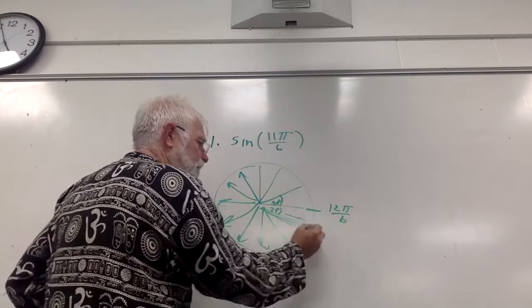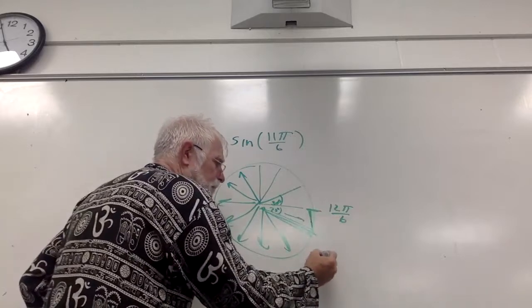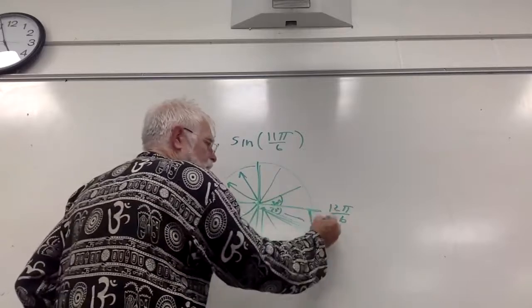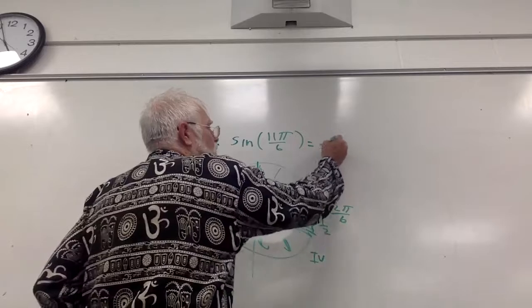What's opposite 30? Well, I've got to draw the perpendicular. You're in the 4th quadrant, right, with an XY axis. So negative 1/2. So that's that altitude, negative 1/2.